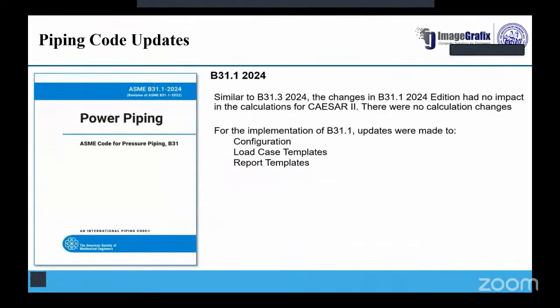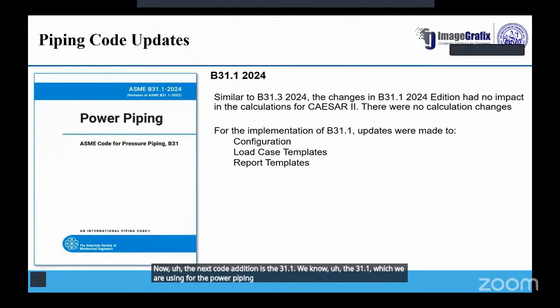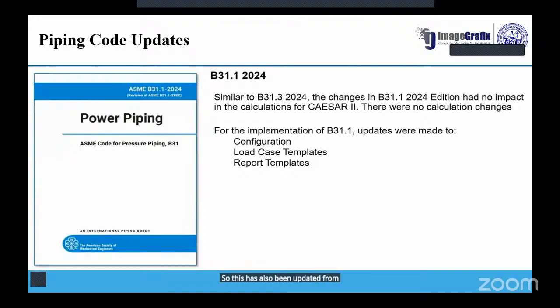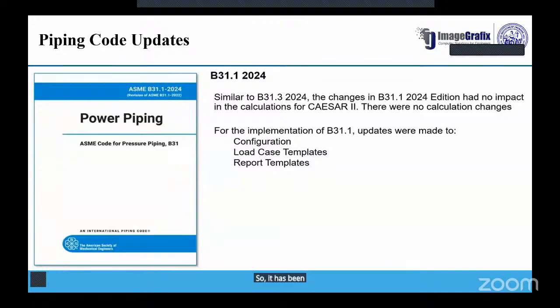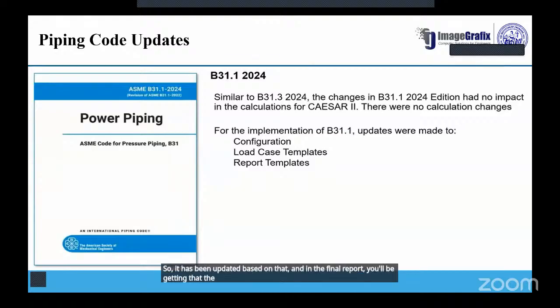Now, the next code edition is 31.1. We know 31.1 is used for power piping. Okay, so this has also been updated from the 2022 edition to the 2024 edition. There are no major calculation changes in that, but whatever changes there are have been accommodated in the configuration, load case templates and the report templates. So it has been updated based on that, and in the final report you will get that the analysis has been performed using the 31.1 2024 edition.